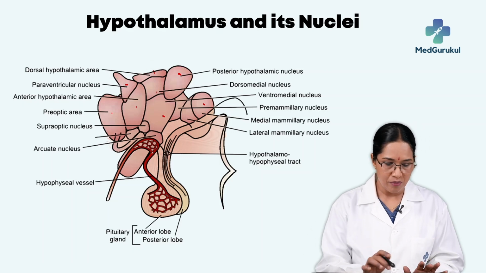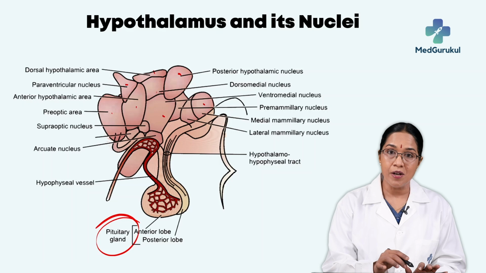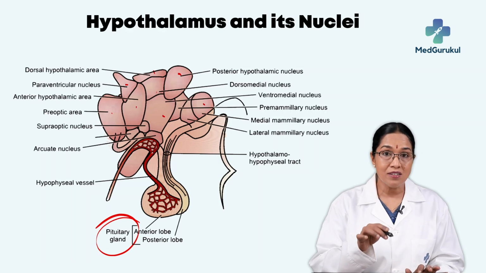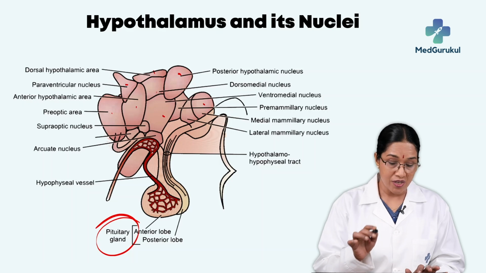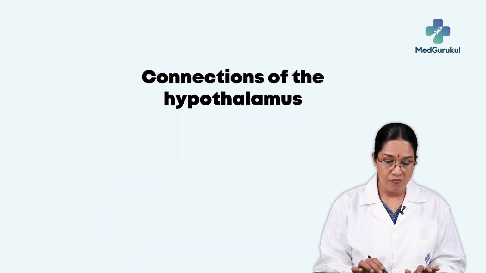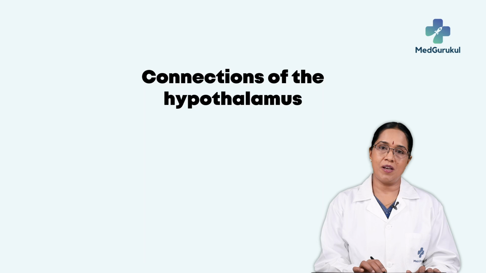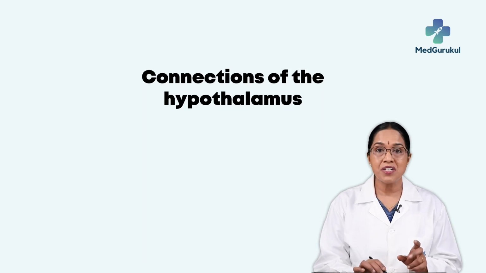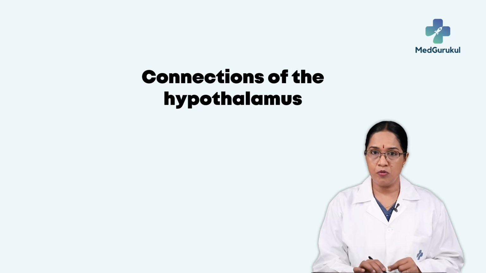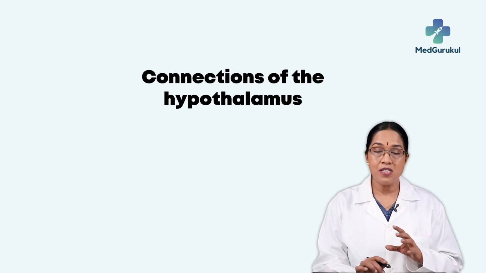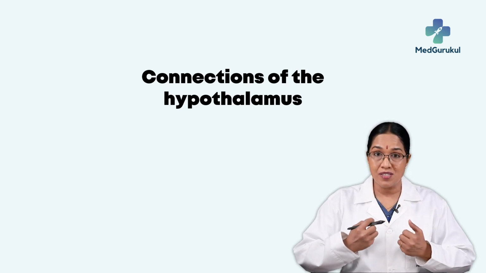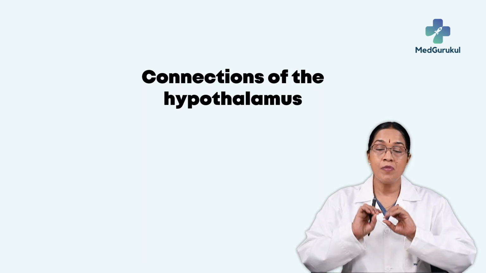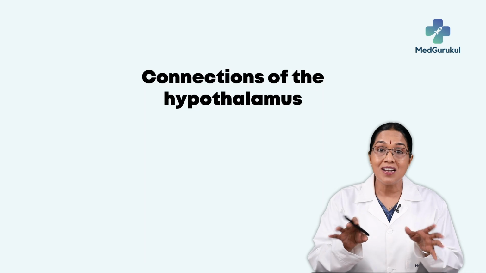So, this is going to be the hypothalamus. You can see the pituitary gland here, and the hypothalamus acts as a conduit between the endocrine system and the nervous system through the pituitary gland or the hypophysis. Now, let us go to the connections of the hypothalamus. You will have to know the afferent connections and the efferent connections of the hypothalamus. Afferent connections means from where the hypothalamus is receiving its inputs, and under efferent connections, you will see to where the hypothalamus is giving connections.